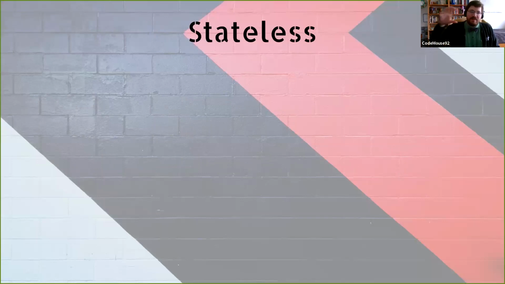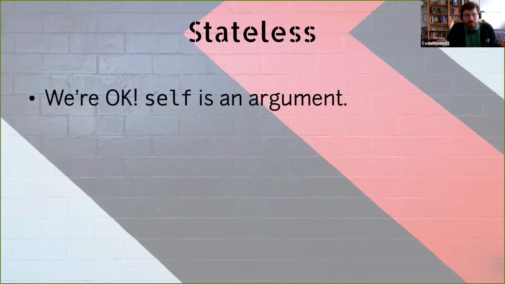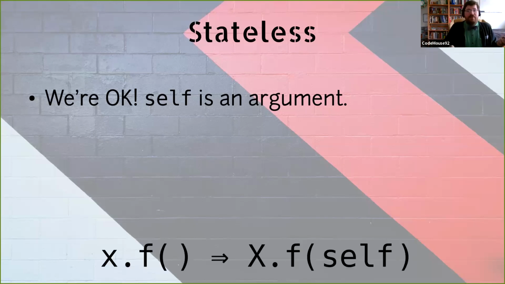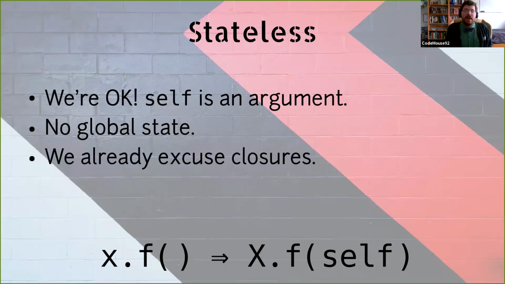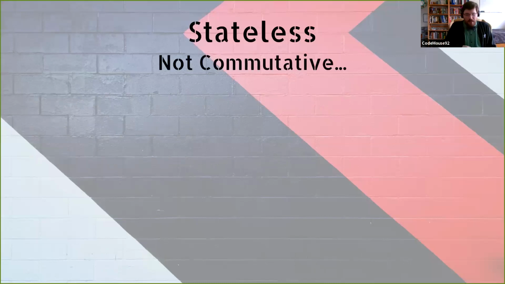So then how do we deal with statelessness, which is the other half of this? Turns out we're actually already good here because self is an argument. So a method doesn't have any state, or shouldn't have any state. It instead uses the state contributed by the argument self. It doesn't look at global state. In fact, it should never be looking at global state. And if this is feeling ooky to the functional programmers, hey, we already excuse closures. With functions, at least you can inspect their state. Closures, you can't inspect their state. So this is totally normal.